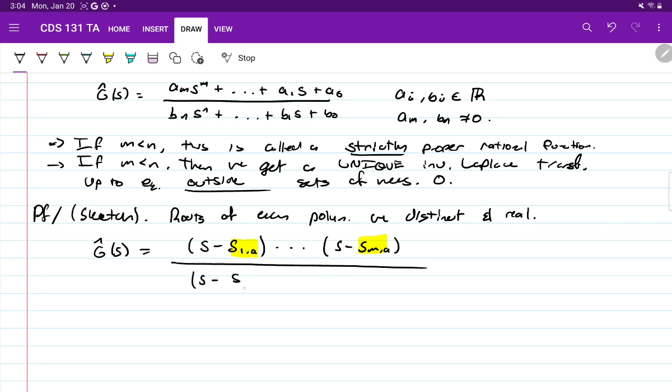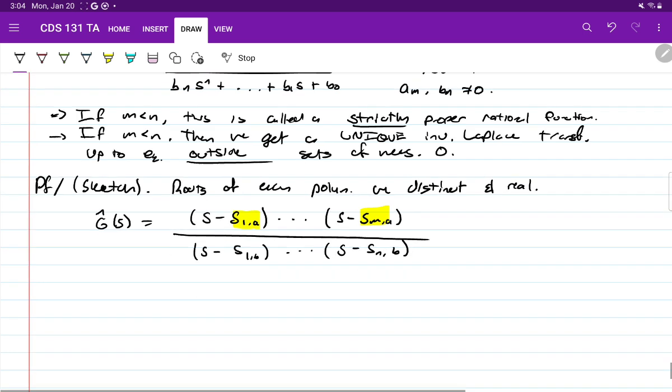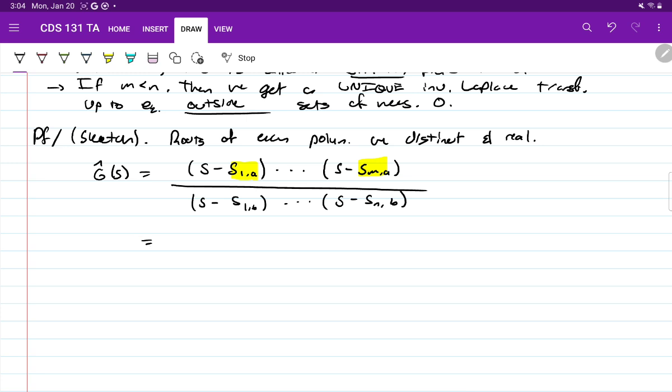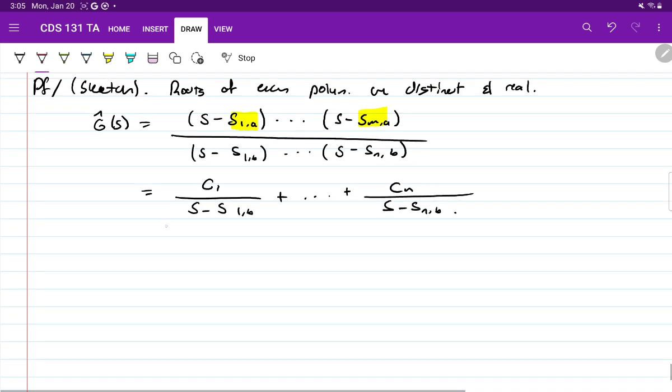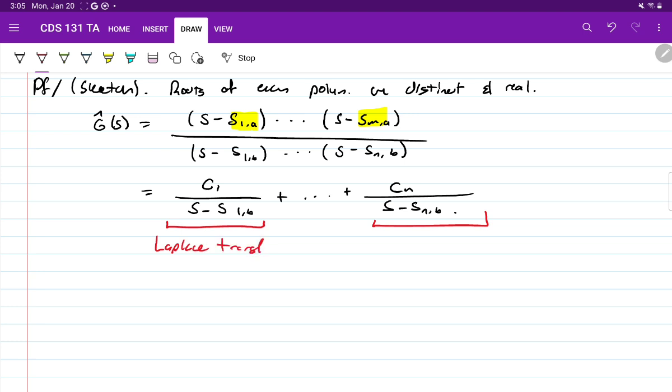I could have s minus s_1,b all the way to s minus s_n,b, all right? It turns out via partial fractions expansion, I could rewrite this as c_1 over s minus s_1,b plus ... c_n over s minus s_n,b, right? And if you review these basic Laplace transforms that we outlined above, this is the Laplace transform of an exponential, right?